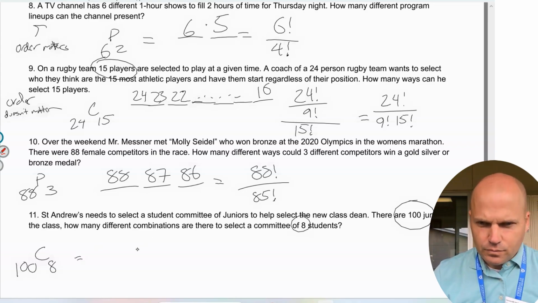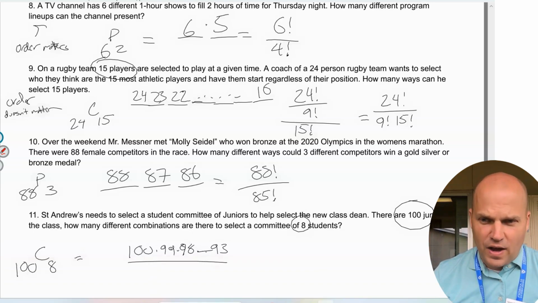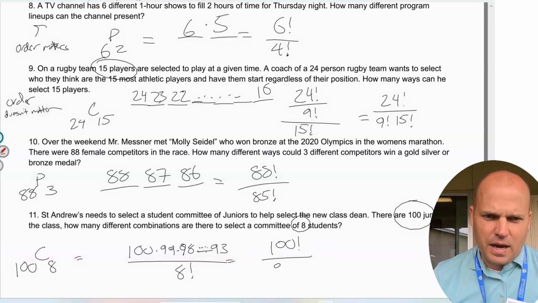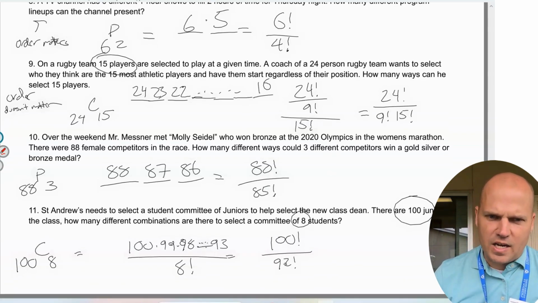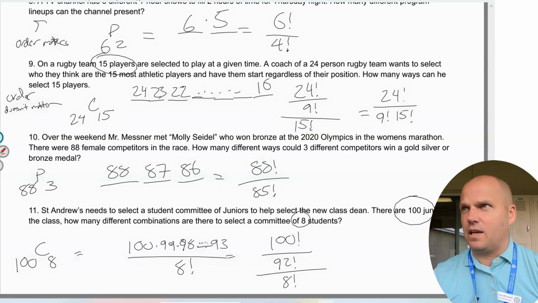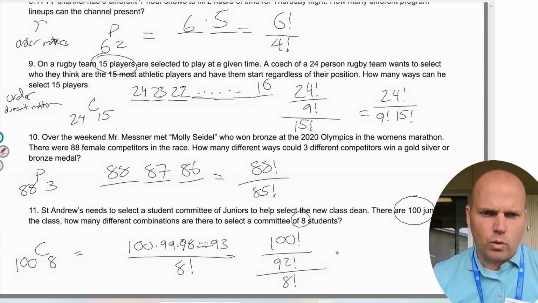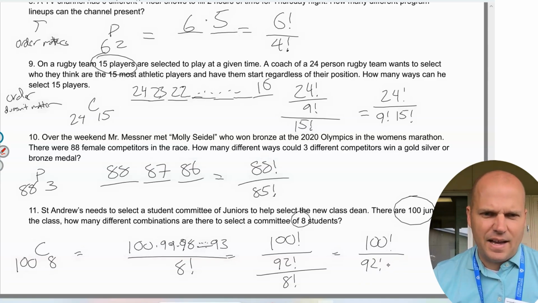Well, so we have 100 times 99 times 98, all the way down to 93 for the 8 spots. So then we need to divide by the 8 factorial ways to get that. That is the same as 100 factorial divided by the 92 factorial for the students who are not selected, but also divided by the 8 factorial ways to pick the group of 8 that are repeated groups, which we don't want. So we want just one of those groups to count, which is the same as this.